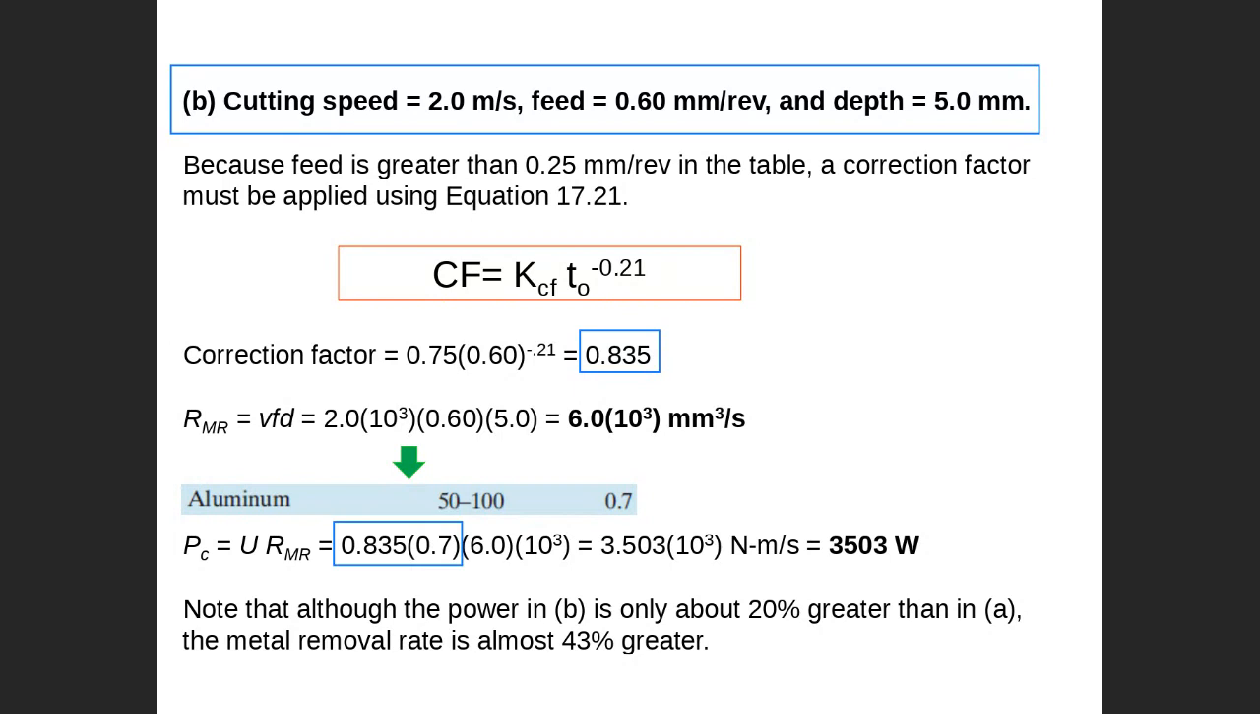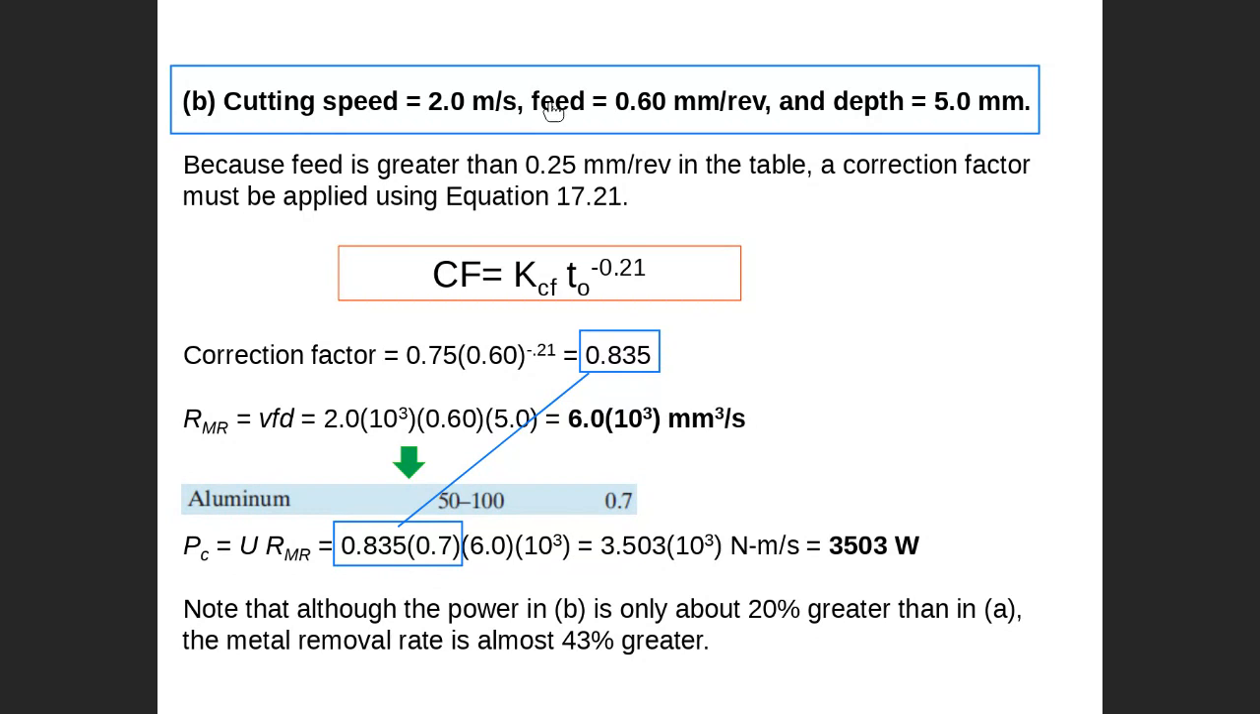Then you have to multiply by the correction factor. Can you see that? You have to multiply the unit power. This is the unit power, here equal to 0.7. You must multiply by the correction factor.